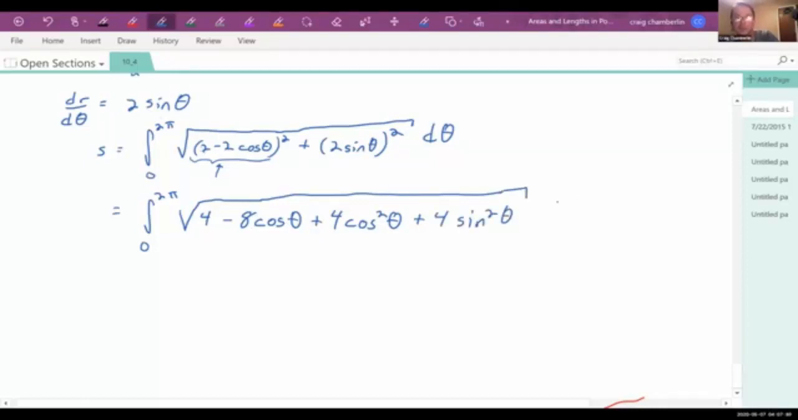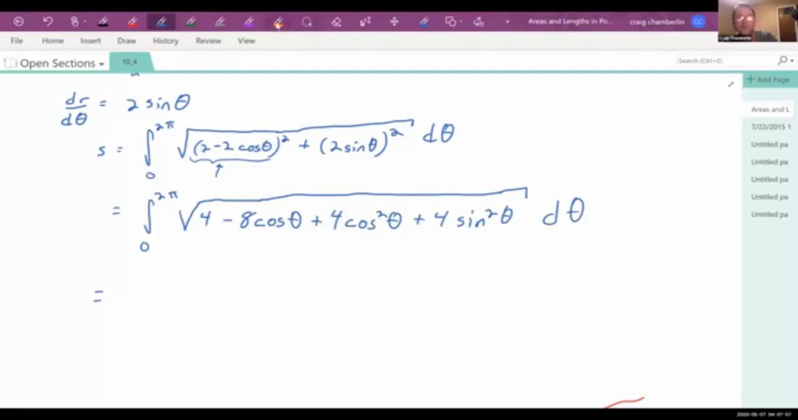And then d theta outside the square root. This at least gives me an opportunity to show you that trick, which comes up a lot in polar integrals, where we're going to use a well-known identity.